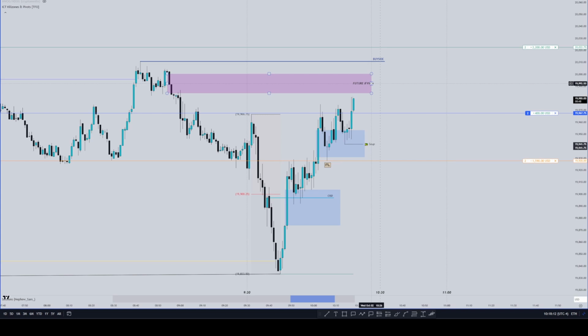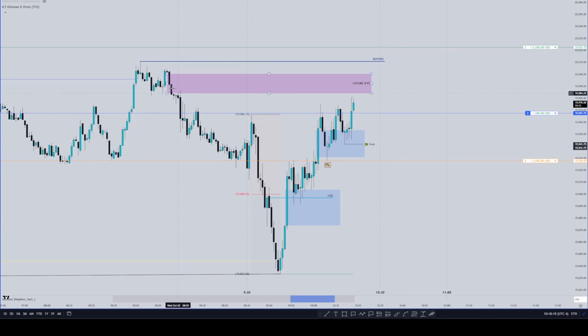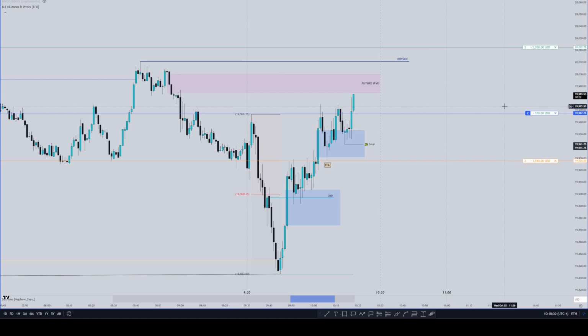So look how we react to this future inversion fair value gap. Now I've marked it out as this kind of wider range because we have an inefficiency here and an inefficiency here. So there's two gaps just combined together that I've placed on this inversion fair value gap. So look as to how we trade into it. We'll come back down, probably touch this order block.